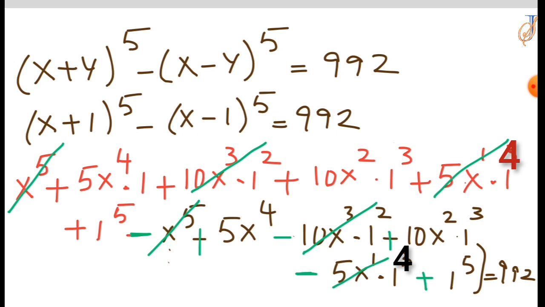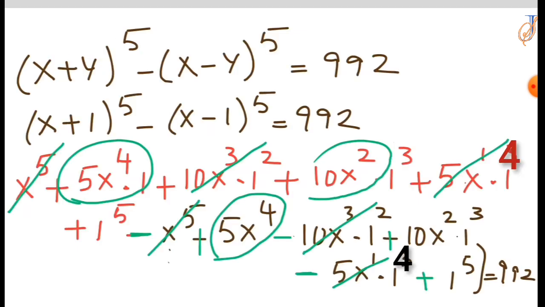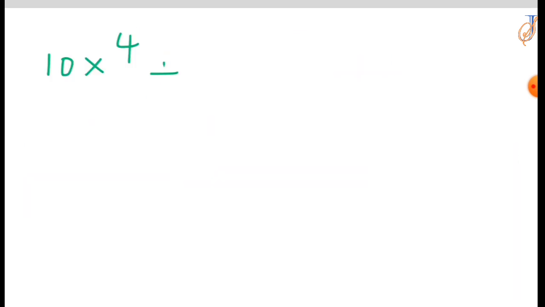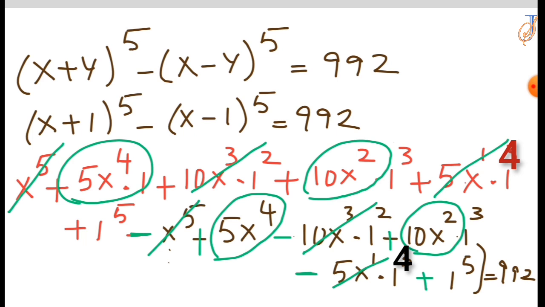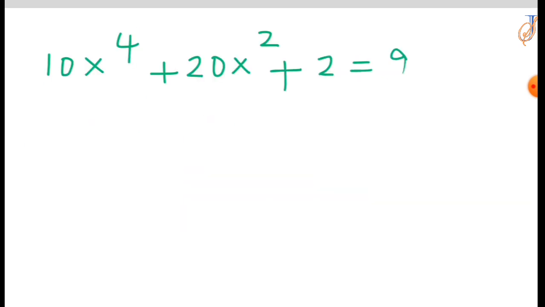So you are left only with 5x^4 + 5x^4, which is 10x^4. And then you are left with 10x^2 + 10x^2, which is 20x^2. And what is left is 1^5, which is 1. So 1 + 1, which is 2. That is equal to 992.